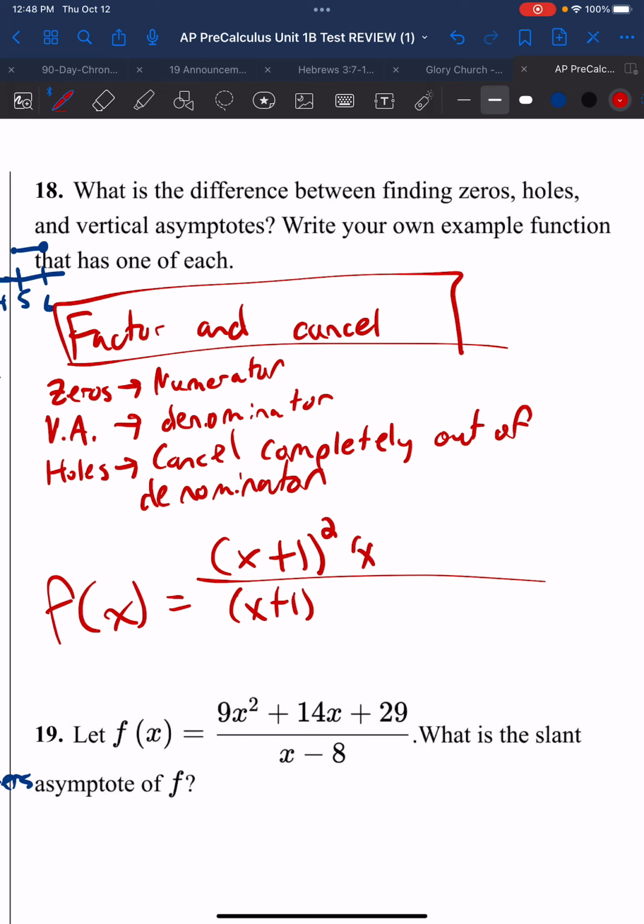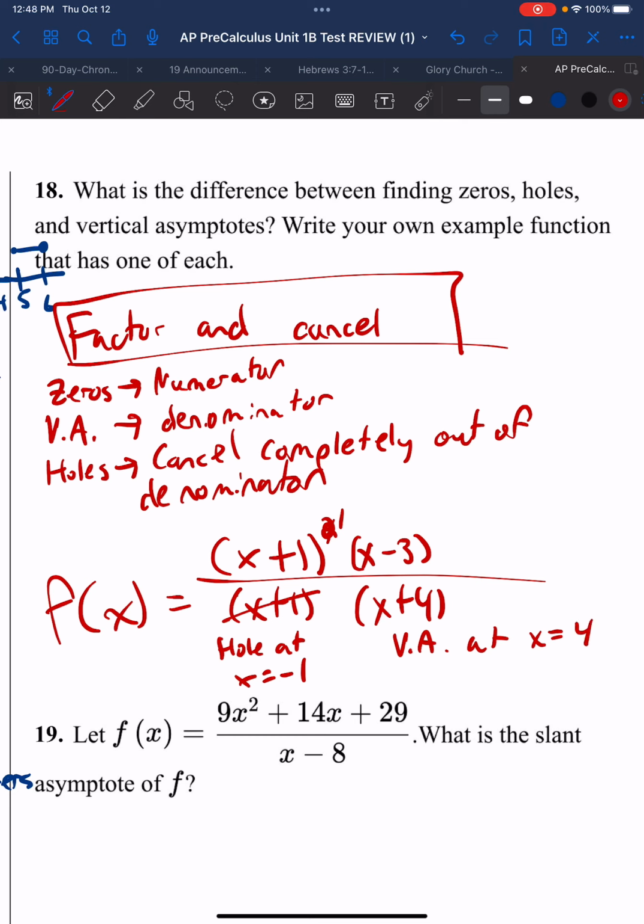A 0 here and a vertical asymptote here. Because when I cancel this out, this will cancel out completely at the denominator. It's still left on the top, but all that matters is that. So I have a hole at x equals -1, a vertical asymptote at x equals -4. And then here I've got a 0 at x equals 3.